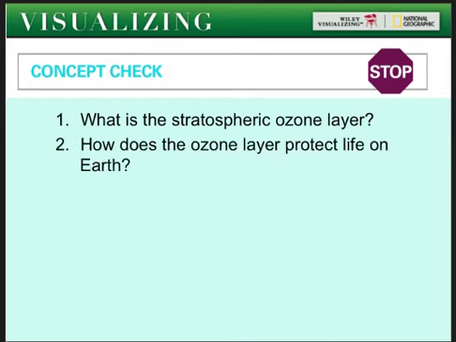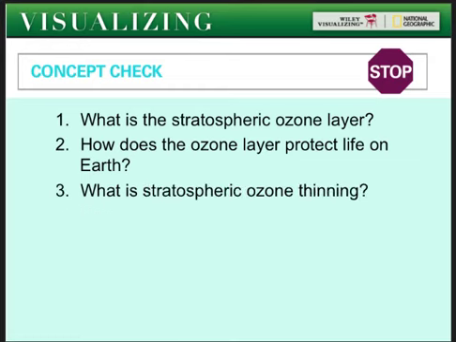Next question, what does the ozone layer protect in terms of life on Earth? And what it does is it shields us from the UV radiation that comes from the sun, which is a carcinogen and a mutagen. It absorbs about 99% of the incoming solar UV radiation. If the ozone disappeared from the stratosphere, the Earth would become uninhabitable for many forms of life.